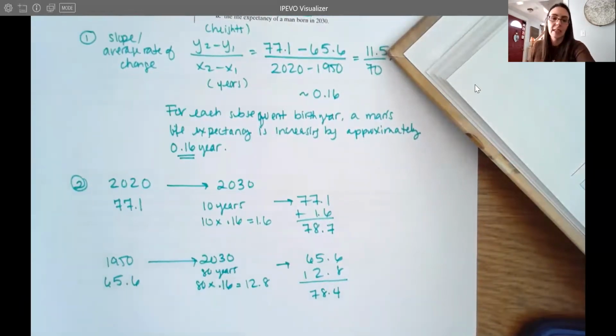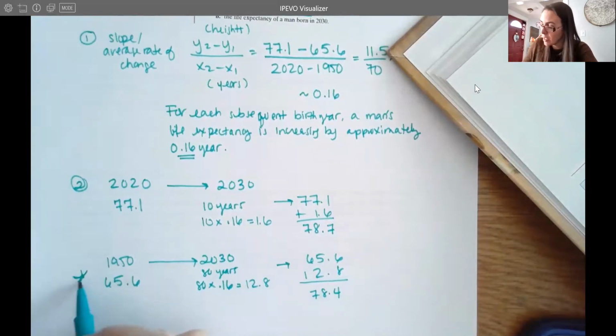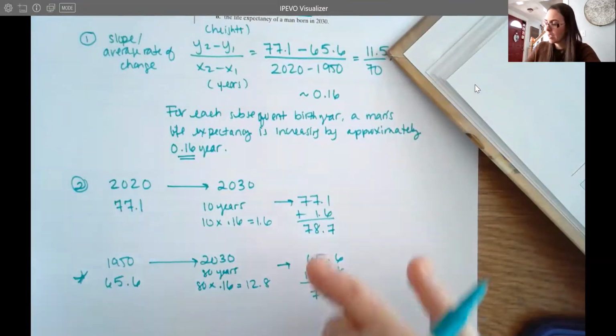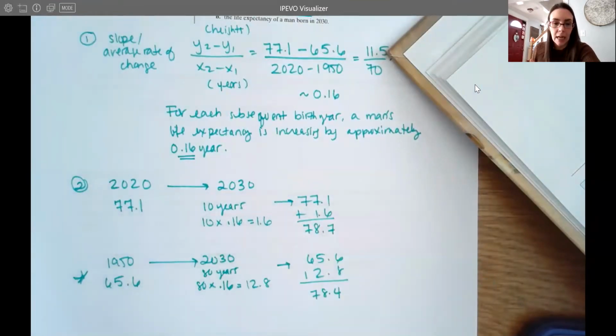Okay, so again, we're estimating here. So people can estimate in different ways. This is how your book does it. They use that starting value of 1950, whereas I use the ending value of 2020. But either way, you're looking at about 78.5 years is going to be that life expectancy there.